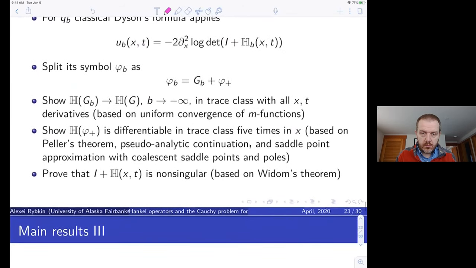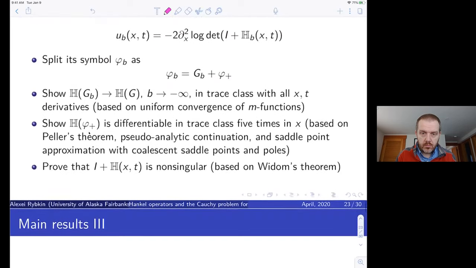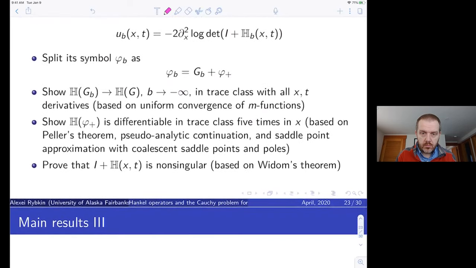from the theory of so-called Tischmasch theory. And the next important step is analysis of the Hankel operator with this symbol. It's again differentiable in trace class. It doesn't depend on B, so there is no need to take a limiting procedure here. But analysis of this Hankel operator is pretty complicated, pretty involved. But the outcome is that it's five times continuously differentiable in trace norm with respect to X and once in T. And it's due to a combination of a few facts.